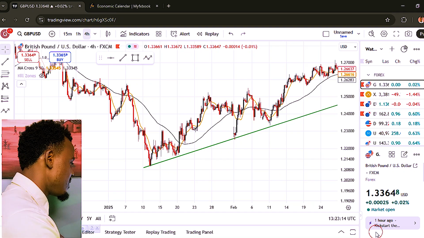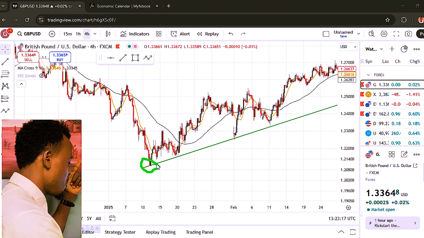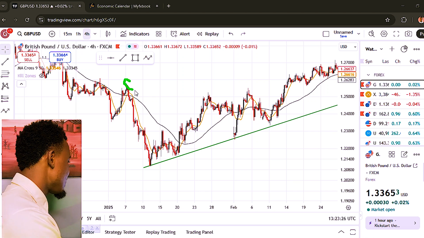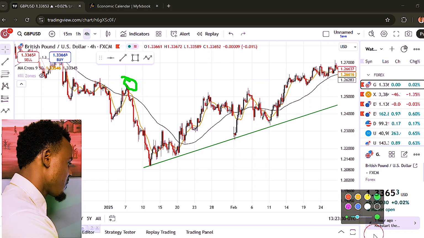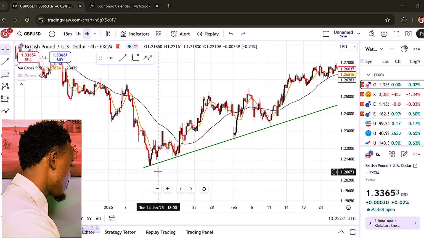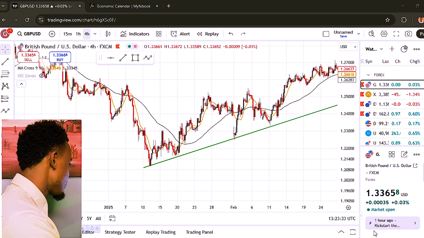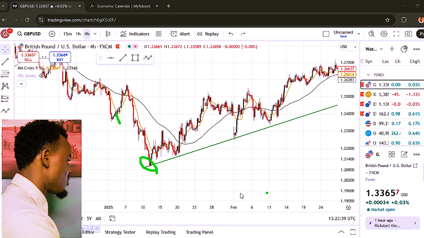So first thing first, this is your support, right? Where price gets to and gets back up is your support. Am I understood? Where price hits and gets back down is your resistance. Am I understood? So as you can see right here, this is your support. This is your support. This is your resistance, right? This is your resistance.